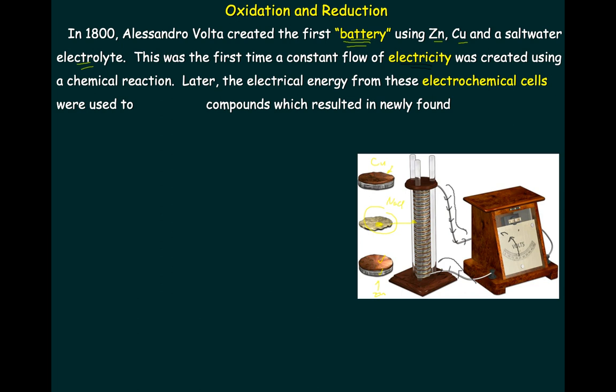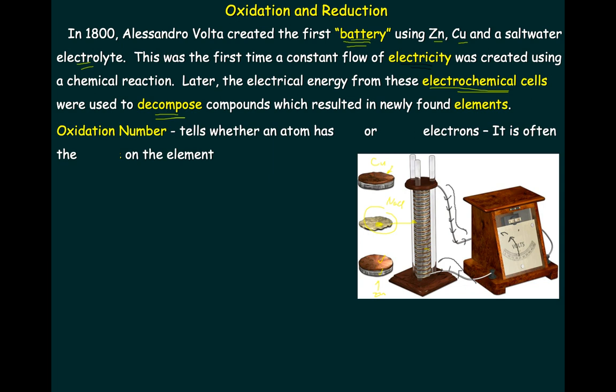Later, the electric energy from these electrochemical cells was used to decompose compounds, which eventually allowed scientists to isolate some new elements and put them on the periodic table. So an interesting story. They call this a voltaic pile, because you piled up these discs and created electricity using this battery. Now, of course, this is a very crude, very large device. Now we have batteries of all different types.